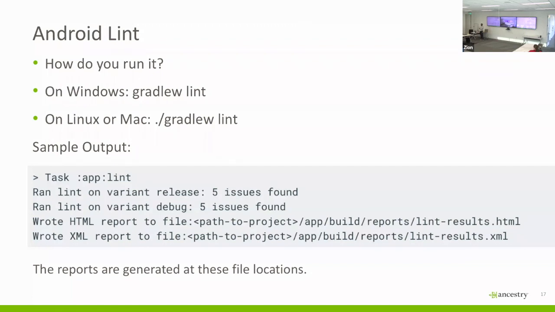So how do you run it? How do you get Android Lint? Well, it comes with Android Studio, so you don't have to get it separately. And the commands to run it on Windows and Mac, they're outlined over there. And once you run it, what is the sample output? That's what it looks like. You can customize your reports, just like KT-lint. You can generate an HTML or an XML report.